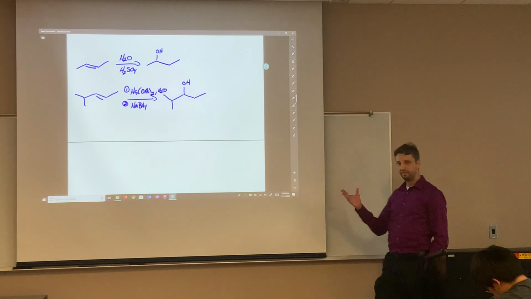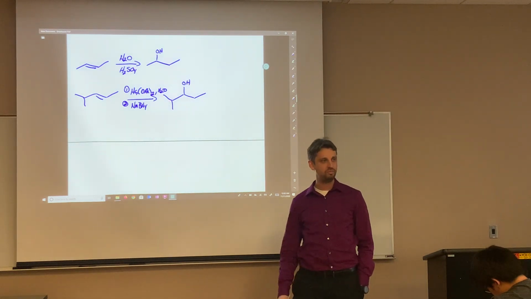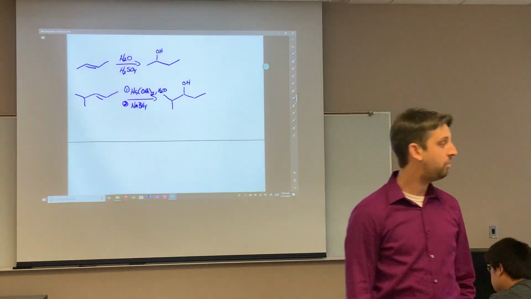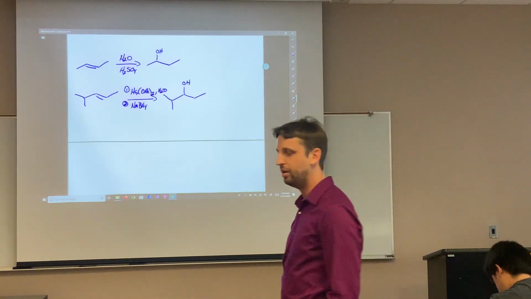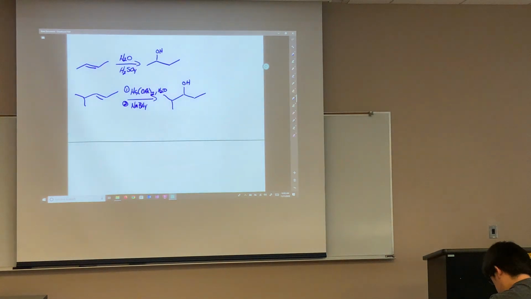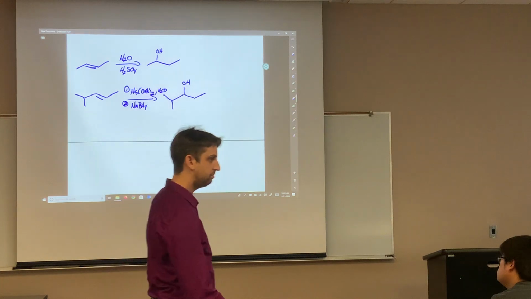Cool. What's the benefit of this? We go through a sumo mechanism. We add an OH to the most substituted side, but we don't see the formation of any carbocations. Got it? Good? Yes?